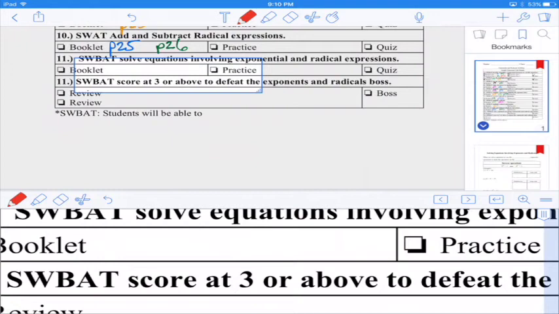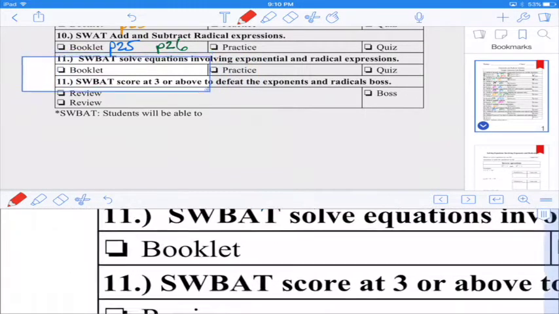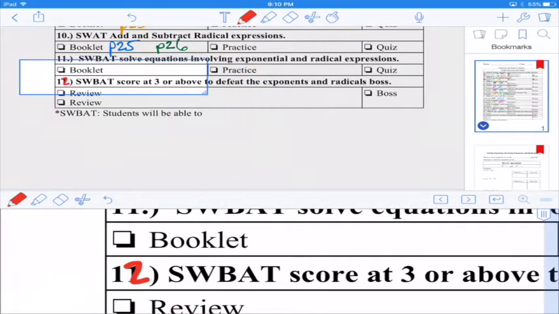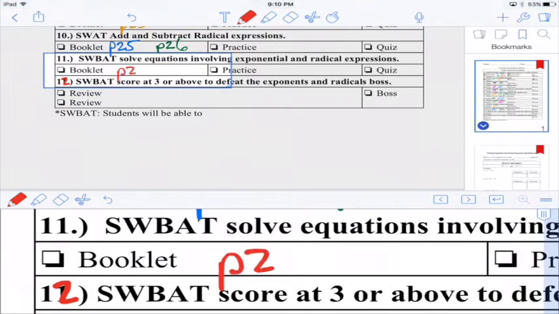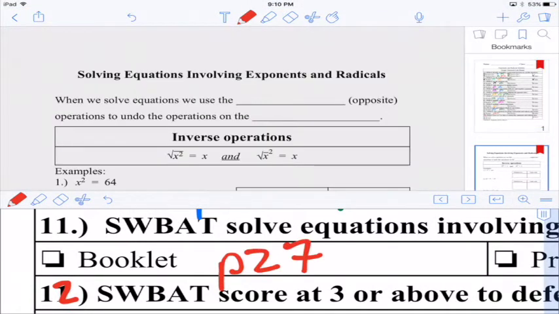Alright, Algebra 1 students, we finally reached that last video. I know this was a long chapter, and I know that this is a typo over. This is really lesson 12. But we only have one more page of booklet, and that's page 27. So we're going to solve equations using exponents and radicals.